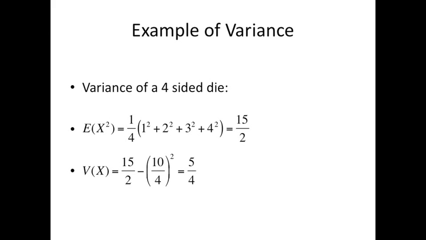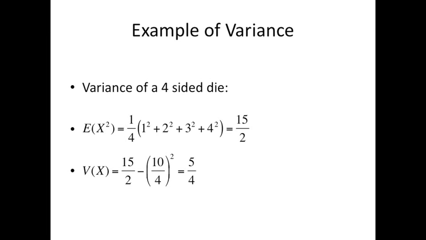Alright, now here's an example. Let's say you want to calculate the variance of a four-sided die. So first you want to determine your sample space, which can be 1, 2, 3, or 4, because it's a four-sided die, so these are different numbers that you can roll. And since you have to do X squared, you do 1 squared plus 2 squared plus 3 squared plus 4 squared. And then the probability of each would be 1/4, so you multiply that by 1/4, and you would get 15/2, and that calculates to E of X squared.